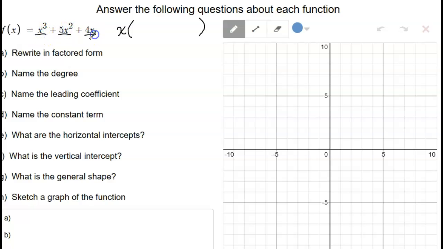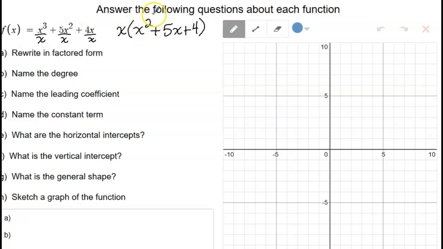So we're going to divide each one of these by X. So X cubed divided by X is X squared. X squared divided by X is X, and we still have to keep that 5 in front. And 4X divided by X is just 4.